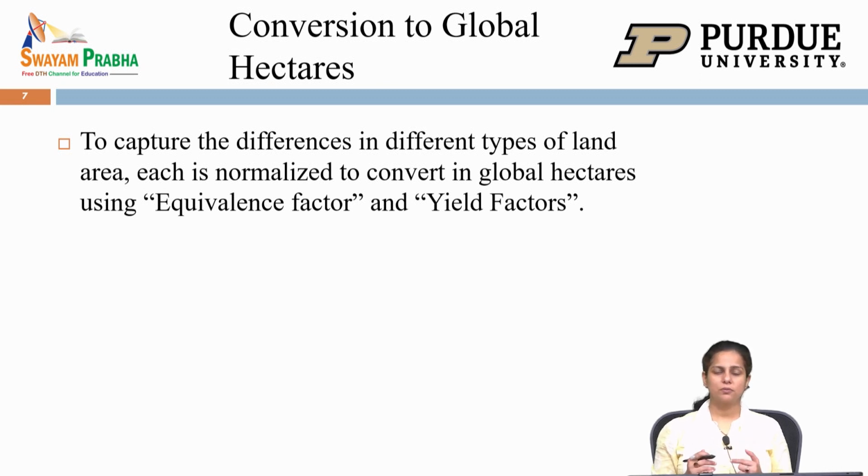We use some things like equivalence factors and yield factors. So, we will see what equivalence factors and yield factors are. When we have these two values, we can convert any regional land into the unit for the ecological footprint, in terms of global hectares.